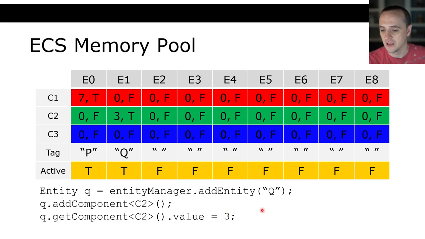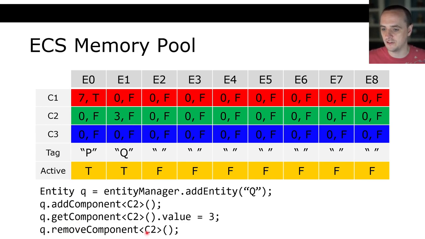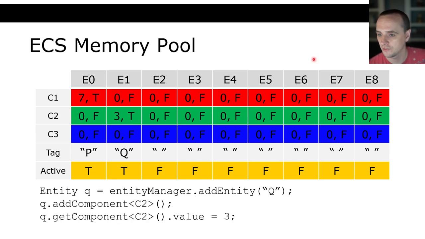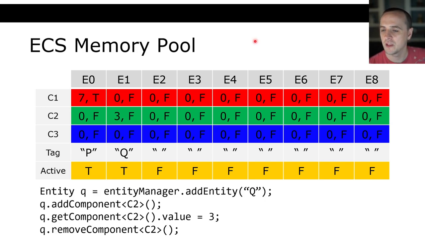Then what I can do is, let's say now I want to remove the C2 component from E1. So I call Q.removeComponent C2, and all it has to do is set the true to a false, right? So some of my components might be a little bit complex. Before, what I had to do was essentially destroy that component, calling that component's destructor, which might be expensive, right? But all I need to do here is just set this one Boolean to false, and it doesn't matter if I leave this data here, because I'm no longer using that data because it's marked as not having that component.